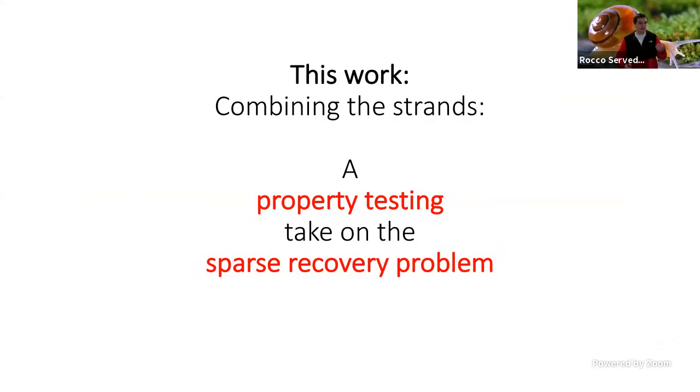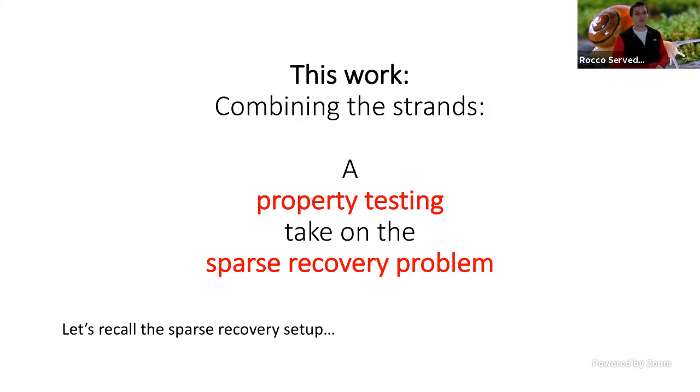Okay, so we've seen a little bit of sparse recovery or compressive sensing. We've seen a little bit of property testing. What this work is about is combining these two strands. So we're going to be taking sort of a property testing look at a sparse recovery type problem. So what does that mean? How would you sort of formulate things?